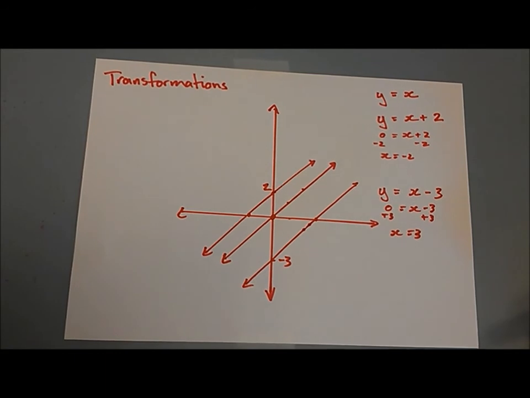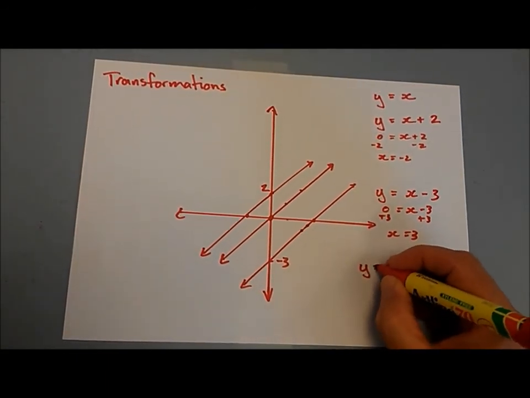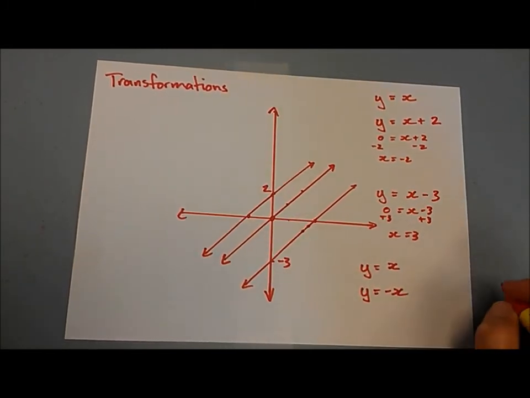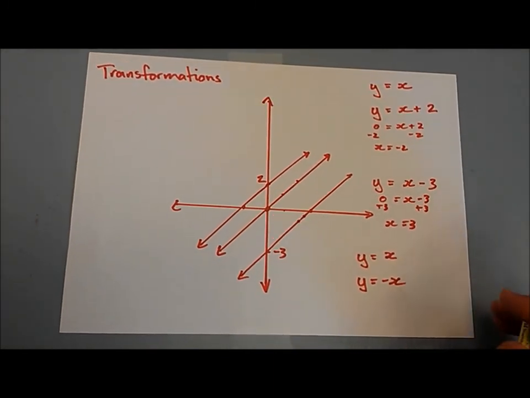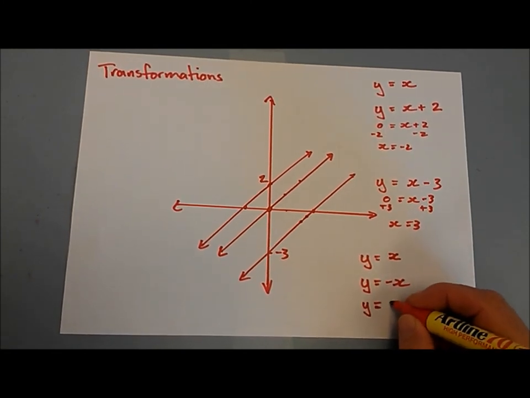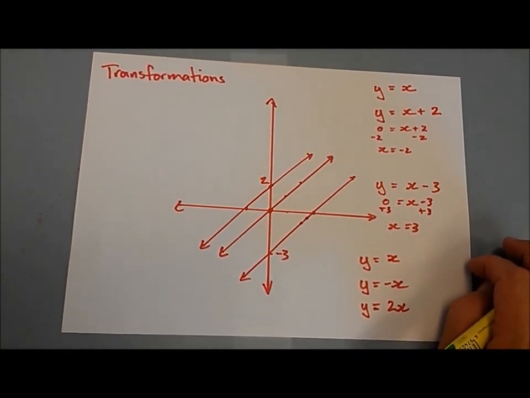What I want you to do now is go explore some other transformations. Try things like y equals x and then try y equals negative x and see what happens there. And then after you've done that, try y equals 2x as well as y equals x and compare those transformations. So have a bit of an explore of those.